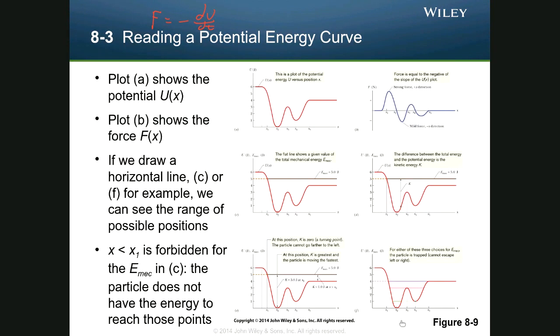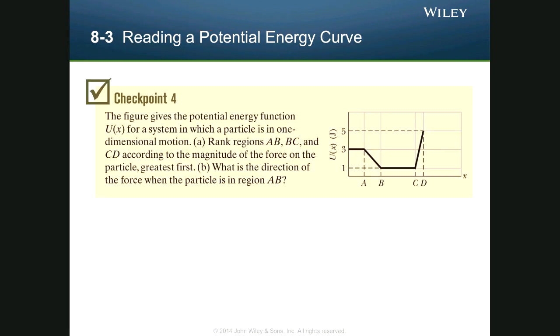Well, let's move ever forward to our checkpoint. Aha, it's like I tricked you. No. So the figure gives a potential energy function, U of x. So we've got a simple potential energy function curve here. Now we want to rank the regions. We have 3 regions here. A, B, so this is region 1, or region A, B, and C.